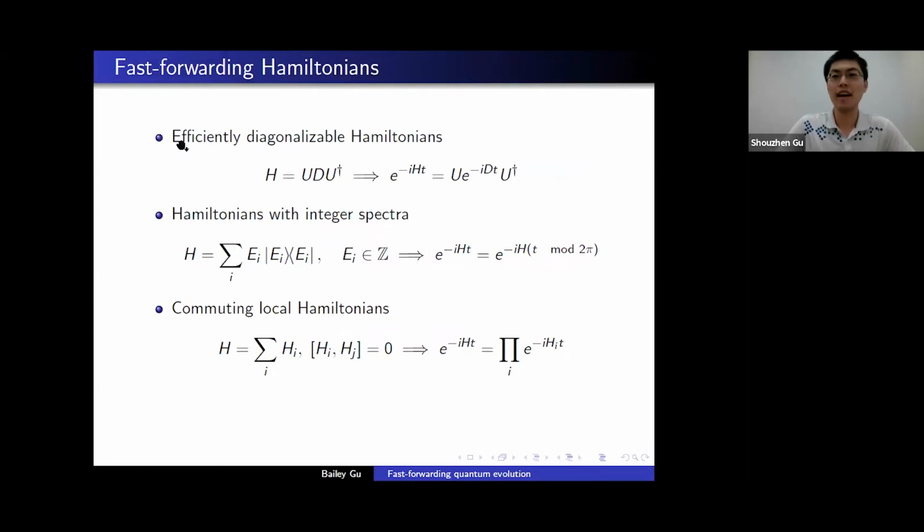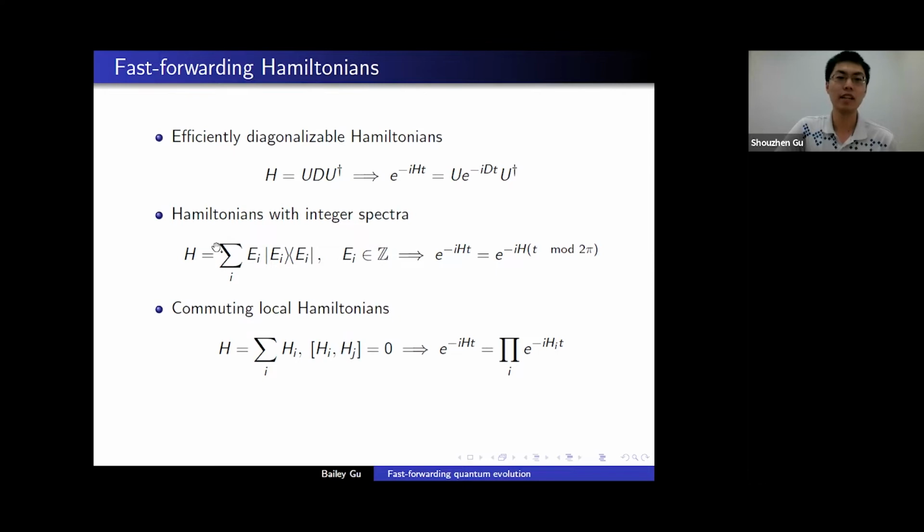I'm just listing a few here. The first one that I have is efficiently diagonalizable Hamiltonians. This means that H is written as U D U dagger, where D is a diagonal matrix. If U, the diagonalizing unitary, can be implemented efficiently, say in polynomial time, and the exponential of a diagonal matrix is also a diagonal unitary, which can be implemented efficiently, then this whole thing can be fast forwarded because of the diagonalization.